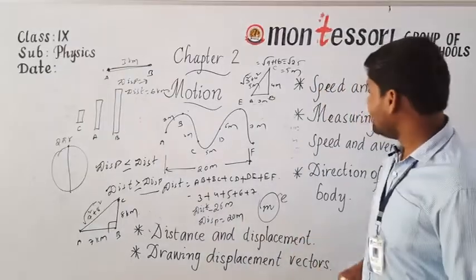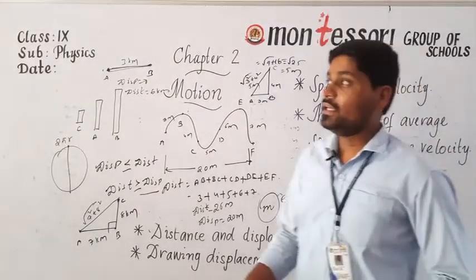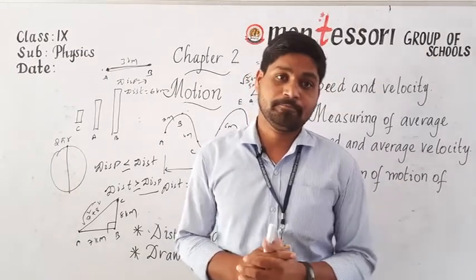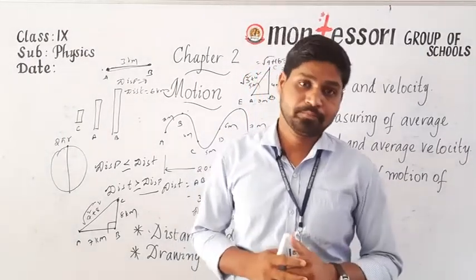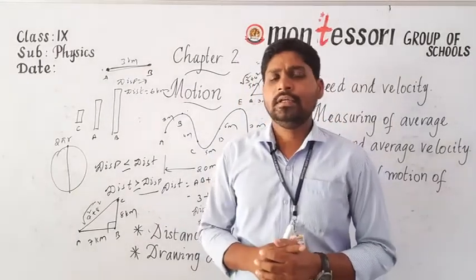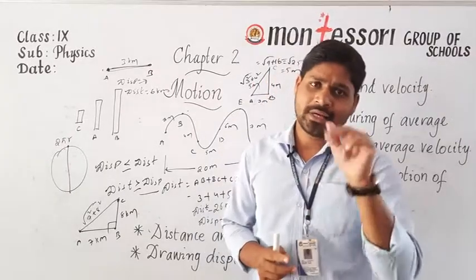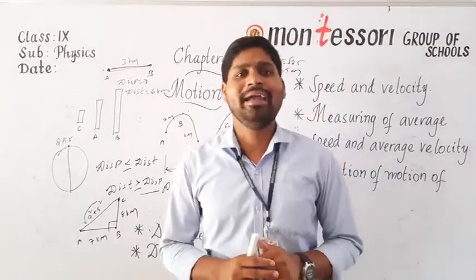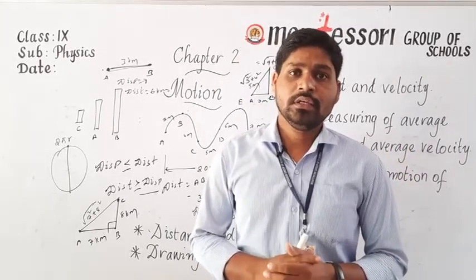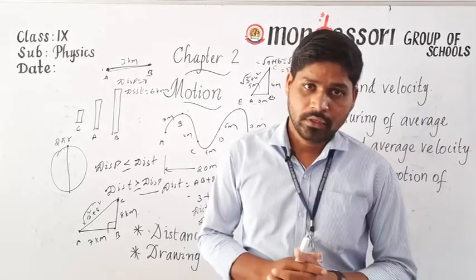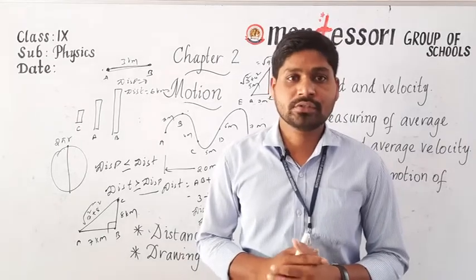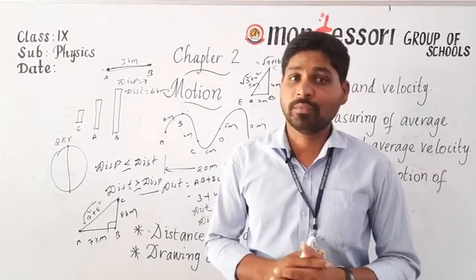Clear? The next one is speed and velocity. Generally we use the words speed and velocity. What is speed? The simple definition of speed is distance by time. See, I will give an example. Two persons A and B start from Hyderabad. They have to go to Vijayawada. Person A took 12 hours to reach Vijayawada. Person B took 10 hours to reach Vijayawada from Hyderabad.